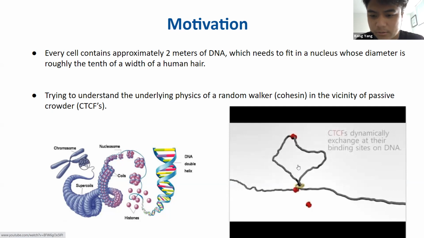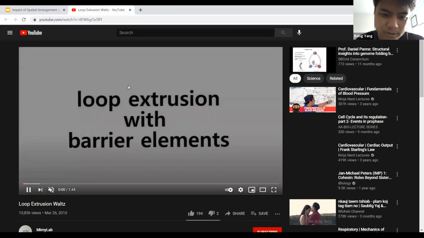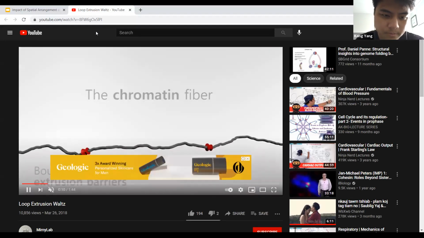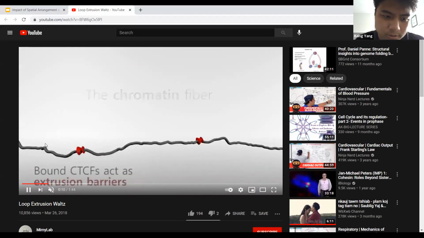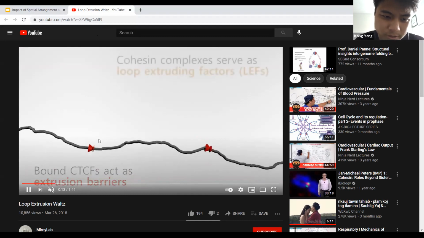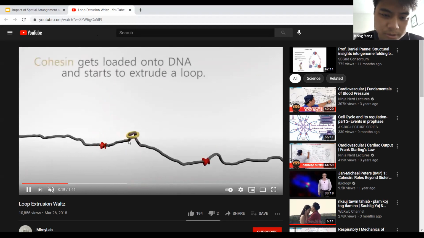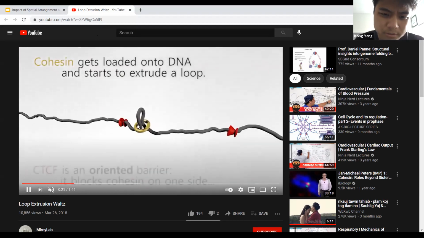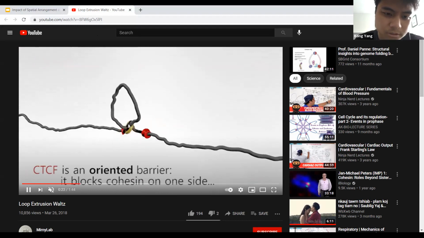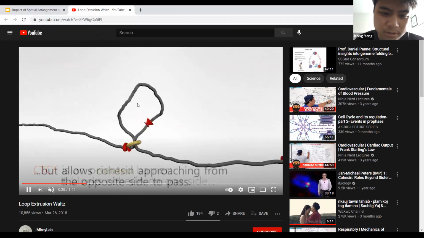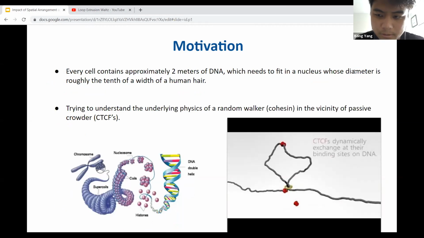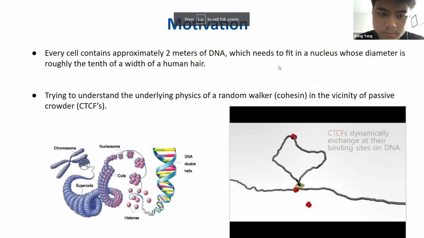And so here's a short video of the loop formation process of how DNA forms a loop. Here is a DNA strand indicated in gray, and in red are the passive crowders. The gold ring here is the protein, and it's moving left to right in random motion in order to form loops with a DNA strand. Motivated by this system, we are trying to understand the underlying physics of a random walker in the vicinity of a passive crowder.